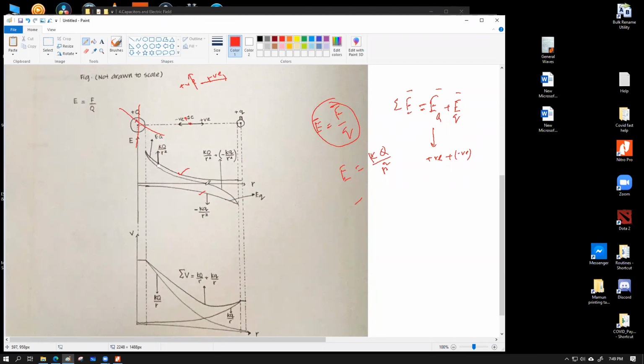Don't worry about that. But is it wrong then, the shape of this graph? Sorry, is the shape of this graph then wrong, sir?